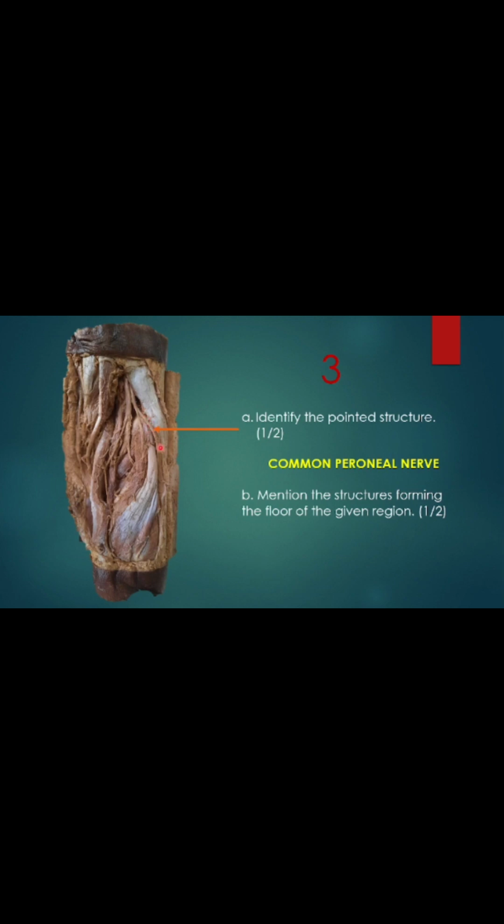Now the structures forming the floor of the given region are the popliteal surface of femur in the upper part. In the intermediate part you have the capsule of knee joint or oblique popliteal ligament. And in the lower part you have the fascia covering the popliteus muscle, and this fascia is derived from the insertion of semimembranosus. To know more about the popliteal fossa, please watch the video that I have taken before.